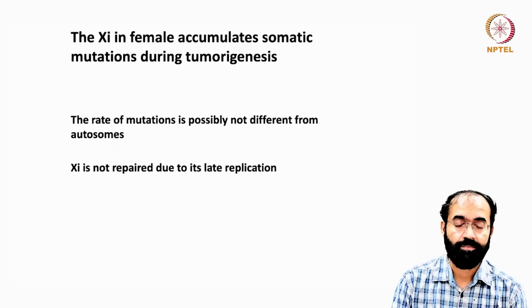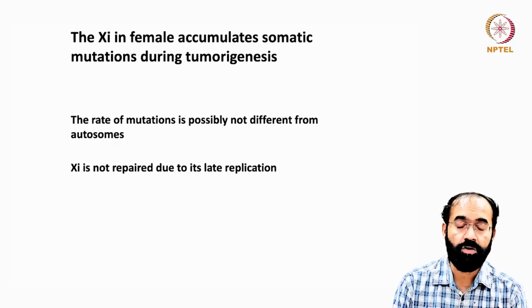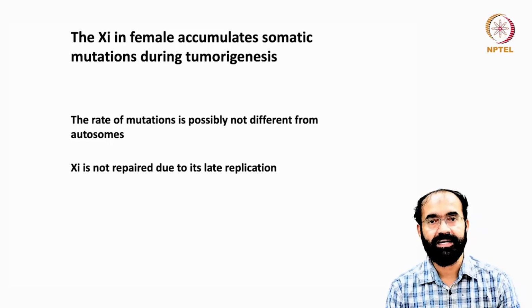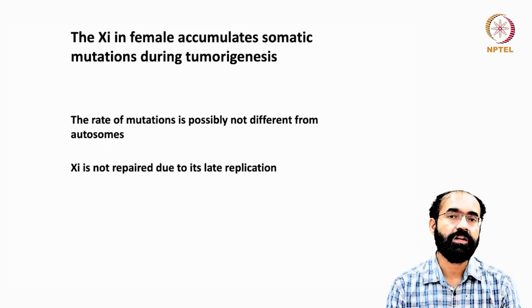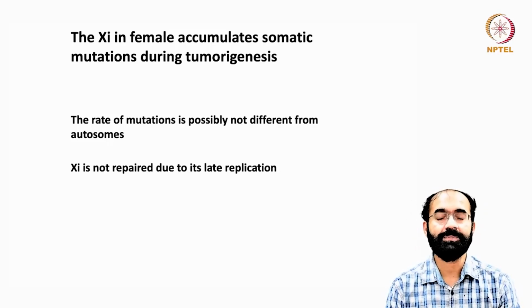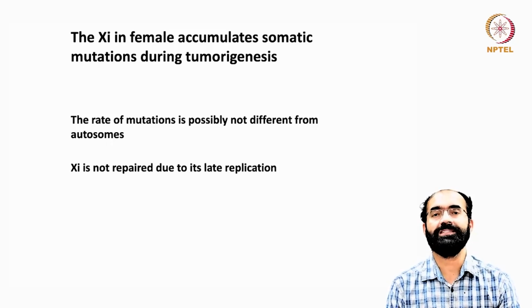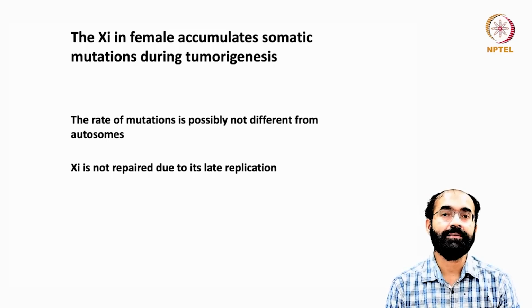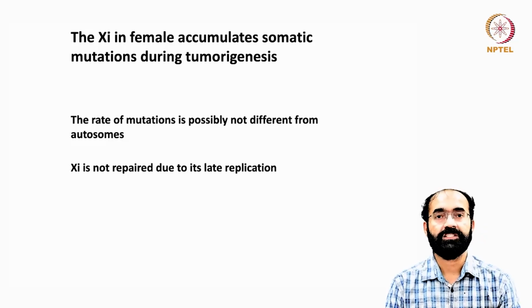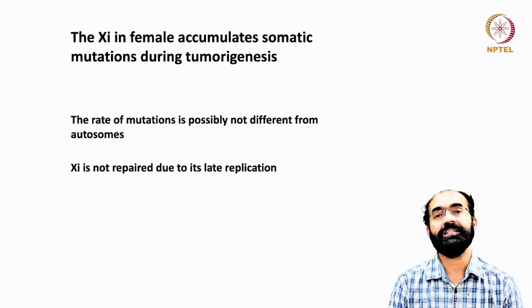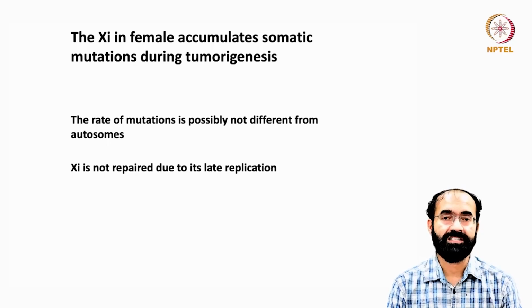The inactive X chromosome is not repaired due to its late replication, because in order to repair you need to have enzymes available in the cell, and since it is almost towards the end of the S phase, the enzymes required for repair are missing. But soon after the replication is done, the X chromosome is made inactive immediately. So there is no scope for repair, and hence the mutations persist as they are.